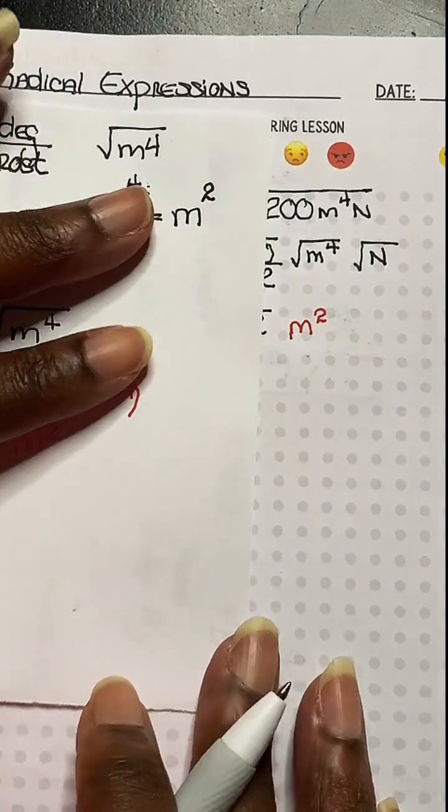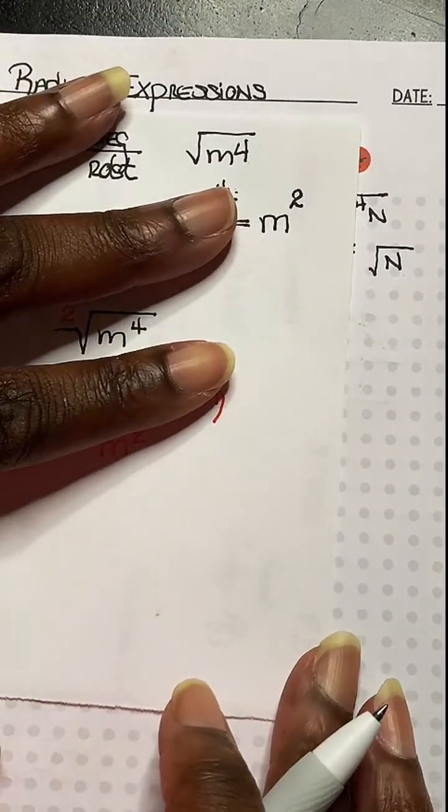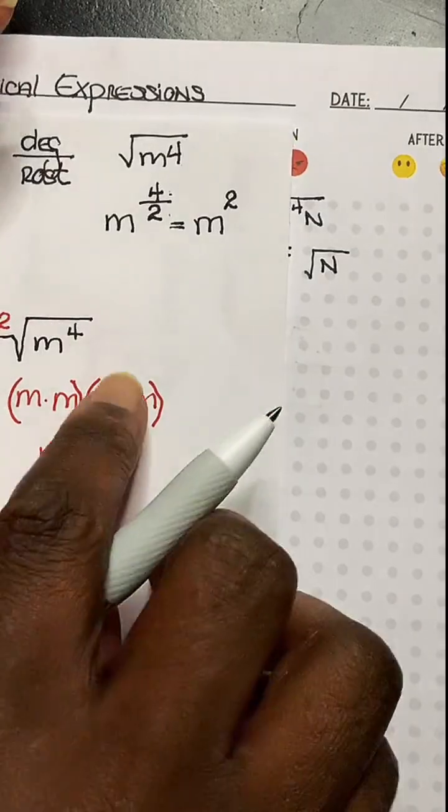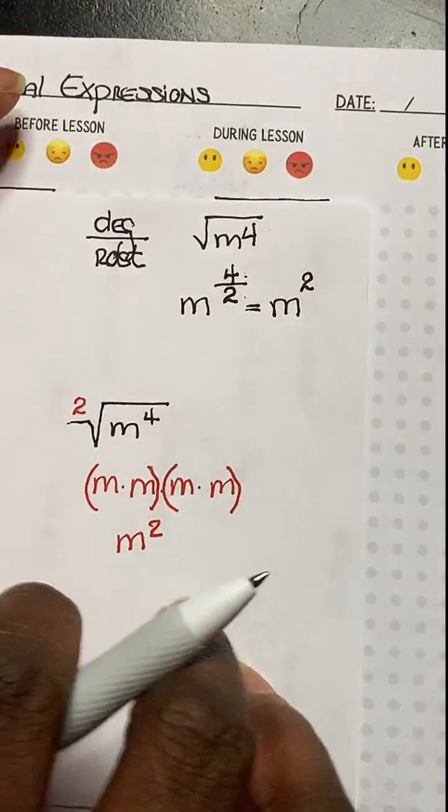All right. Now, we have the square root of n. So the square root of n is very similar to what we were just doing with our m.